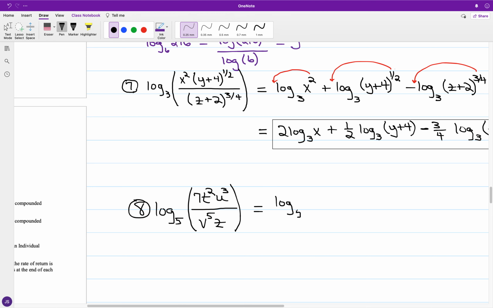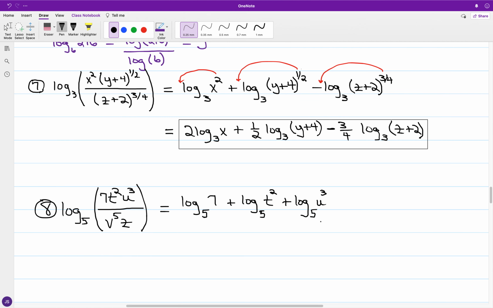So first of all, we have the base 5 logarithm of 7. Then we have plus the base 5 logarithm of t squared. And I have plus the base 5 logarithm of u to the 3rd. And for what I have in the denominator, again, division implies subtraction. So we have minus the base 5 logarithm of v to the 5th. And we have minus the base 5 logarithm of z.